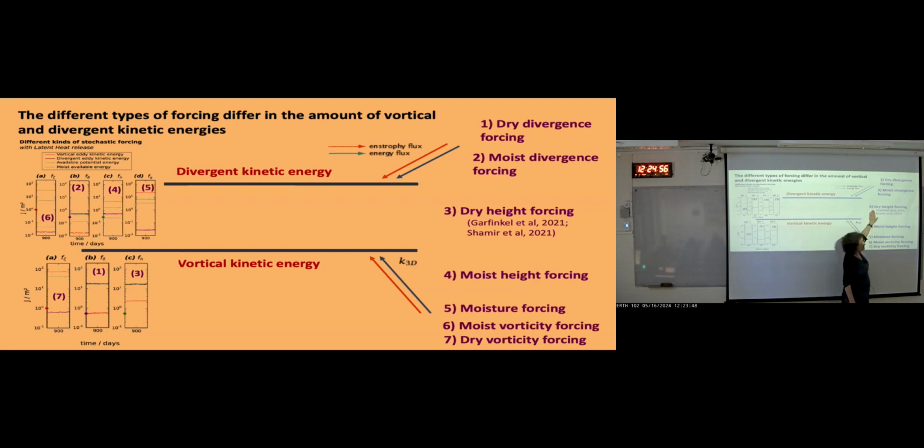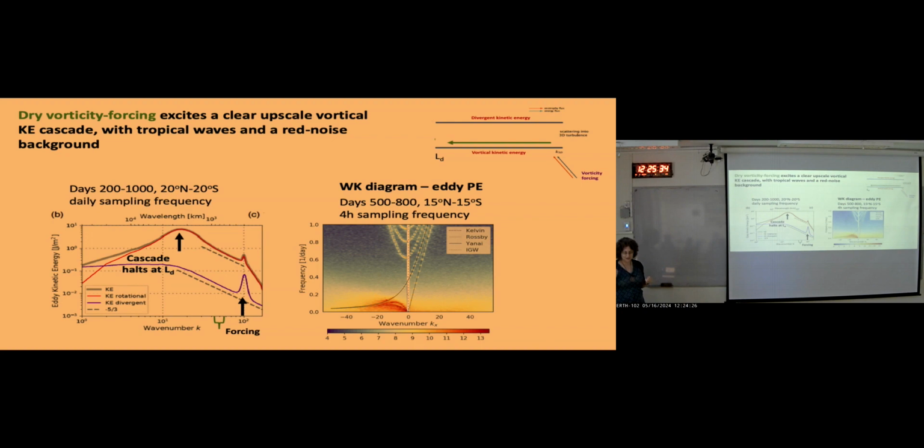Okay? You can force height. This is what Garfinkel and Shamir et al. did, forcing the height field. It excites somewhere in between both divergent and vertical energies. Moist height forcing excites vorticity stronger than dry height forcing. Moisture forcing forces vorticity very strongly. And then there's moist vorticity forcing and dry vorticity forcing. Okay, so this is how we place them in this diagram. And now I'm going to talk to you about, as I said, the key is to force vorticity, the most efficient upscale cascade exciting case when we force vorticity in the dry model.